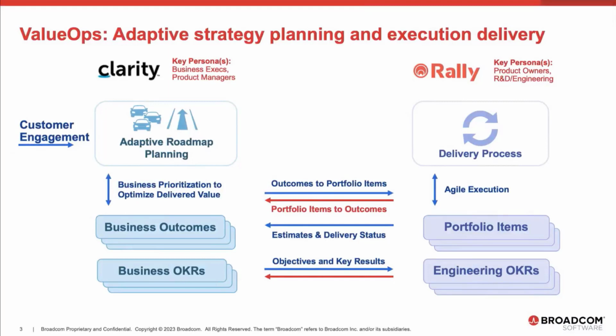The integration can also use portfolio items in Rally to create business outcome items in Clarity. That was a new capability introduced within the 16.0.1 release. And then, based on both the initial estimates as well as the delivery status, Rally can send this information back to Clarity for review or monitoring. The integration allows you to tie business decisions and their prioritization with delivery or execution information.